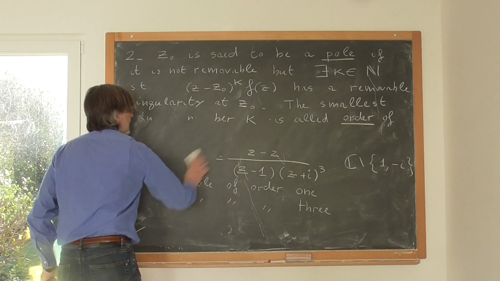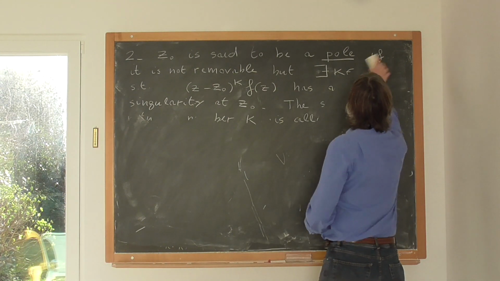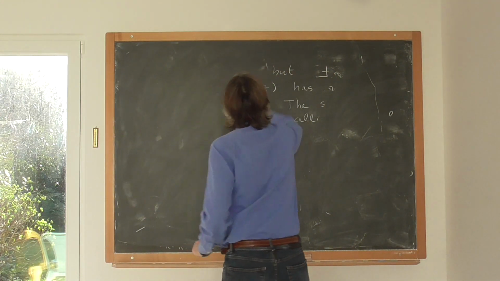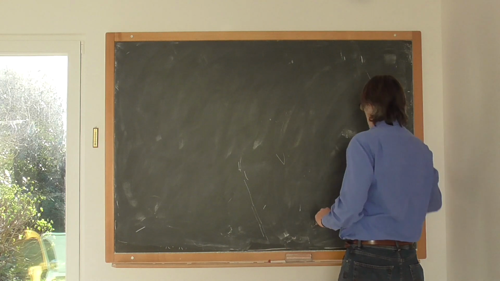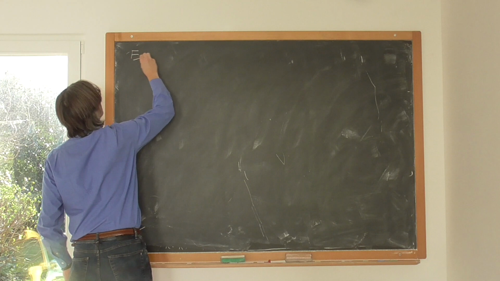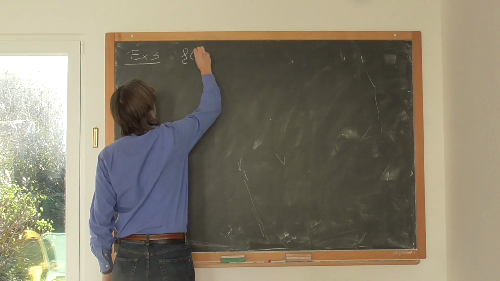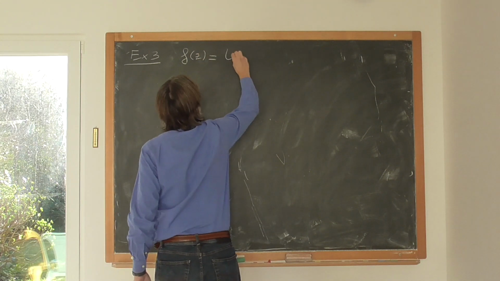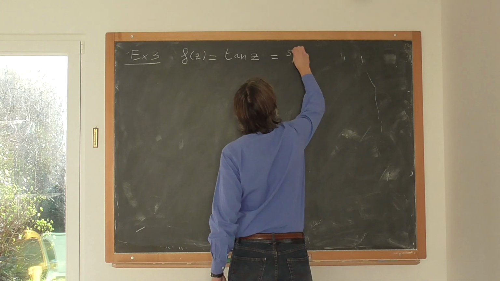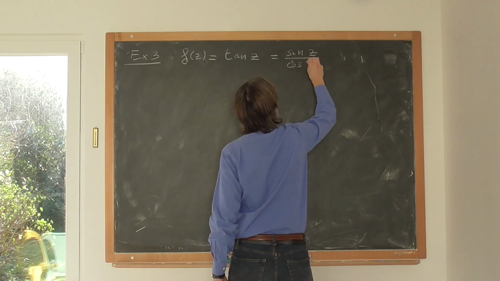Okay, this was an example of two poles of a rational function, but also more general holomorphic functions may have poles. For instance, let's look at the tangent function. So this is our example 3. f of z is the tangent of z, so this is sine of z divided by cosine of z.